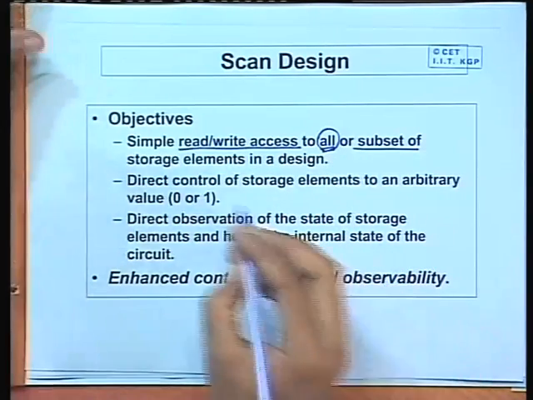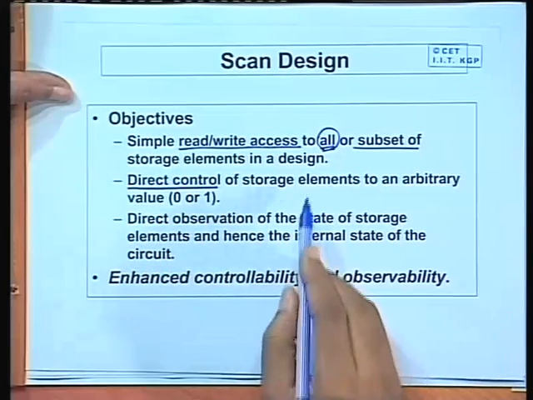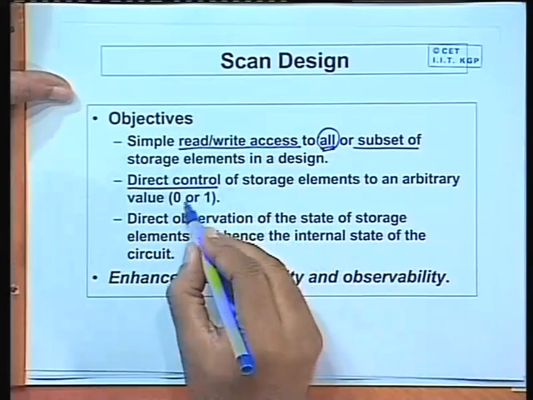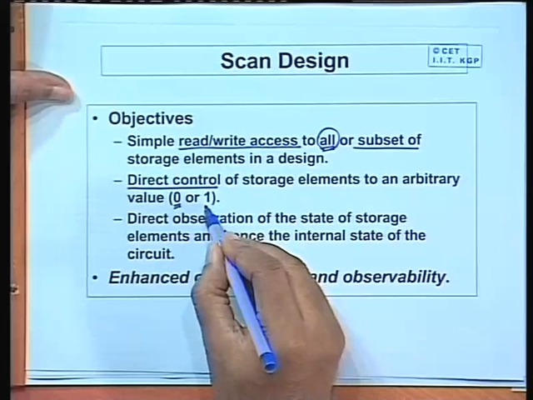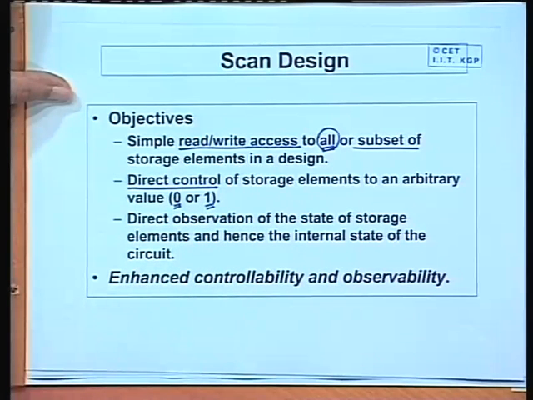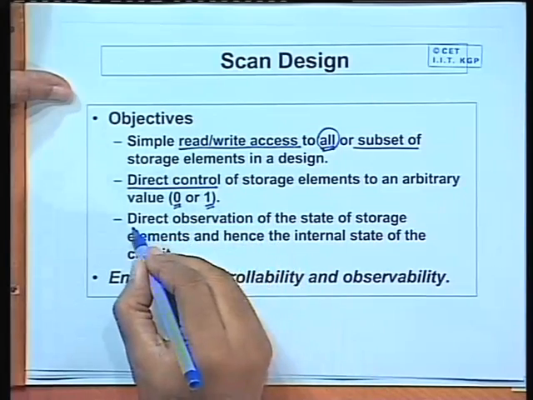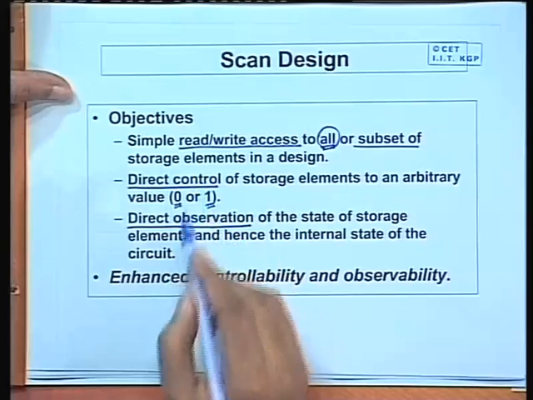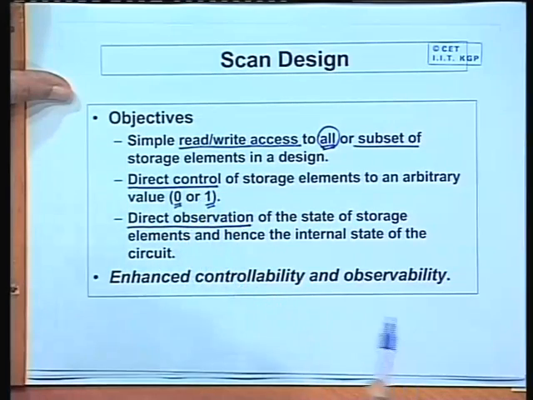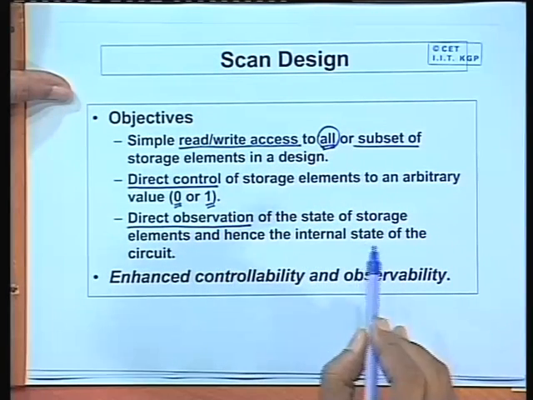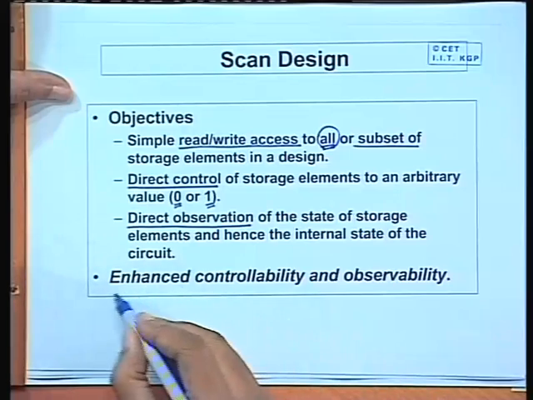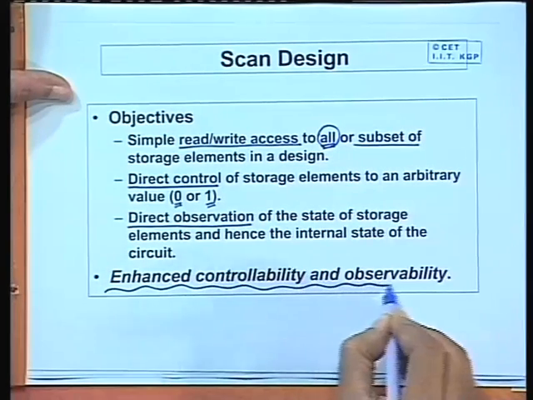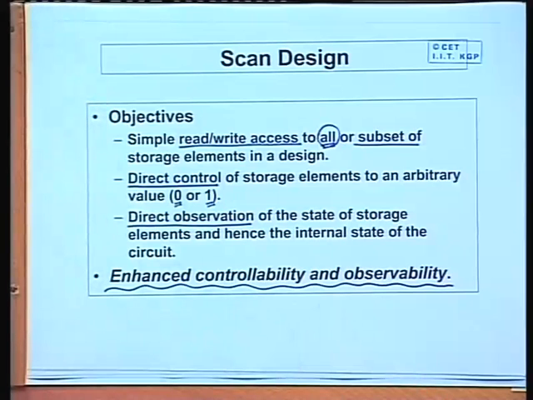And using this, what can we achieve? We can have direct control of these storage elements. We can set them to either logic 0 or to logic 1 as the need arises. And the second thing is that we can also observe their values: direct control and direct observation. These are the two aspects of scan design. So, direct observation of the state of storage elements. Essentially we are trying to enhance the controllability and observability of the storage elements of the circuit. This is the basic crux behind the scan design technique.